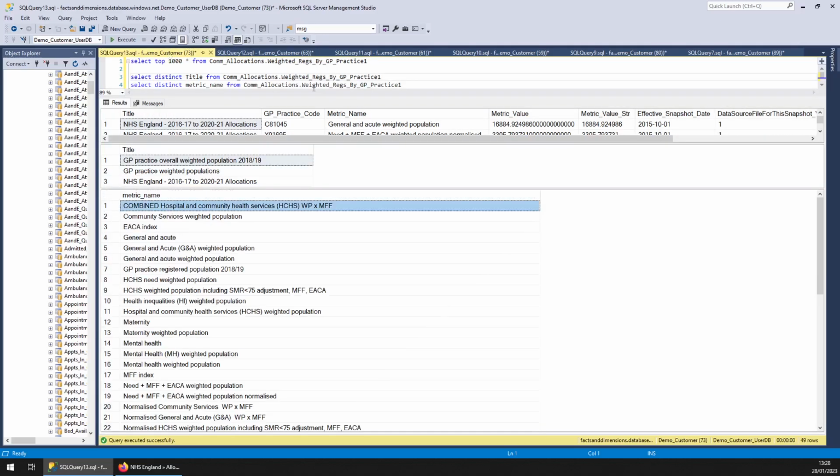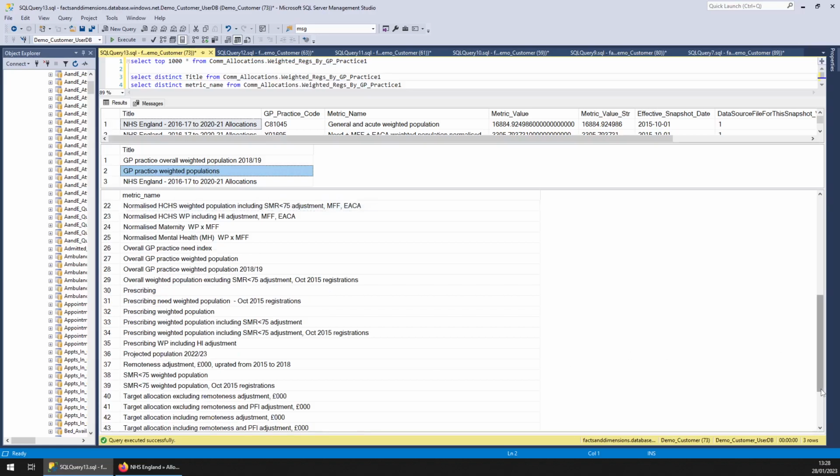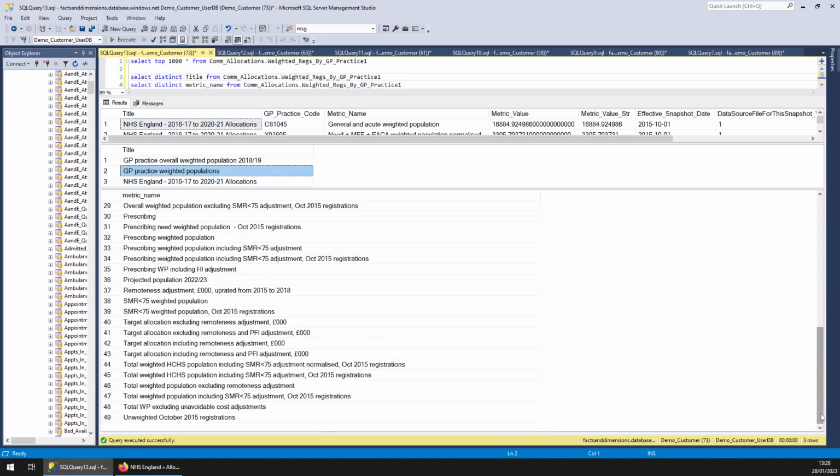And finally, weighted registrations by GP practice. There's some of the data there, and these are the different titles. So sometimes we have to just use the whole title for getting data out because of the sort of free nature to how they populate those values. And there's the metrics. I'll just page down, so if you pause to see that, and then there's a second page, and that's the third page.